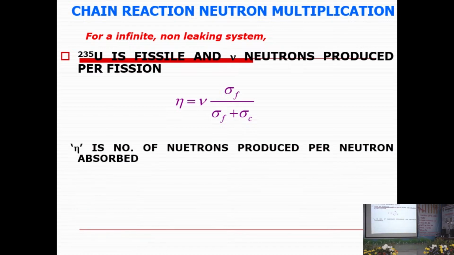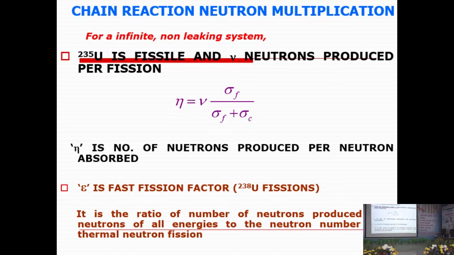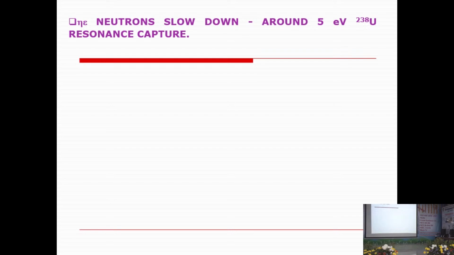Now, some of the neutrons that are released are fast neutrons that may cause fission in fertile elements like uranium-238. That correction has to be incorporated here. Epsilon is the fast fission factor, like U-238 fissions. It is the ratio of the number of neutrons produced with neutrons of all energies to the number from thermal neutron fission. That is, the fissions happening with all energies divided by the fissions happening only with thermal neutrons. That is the fast fission factor, called epsilon. Now after the fission, eta into epsilon neutrons are available.